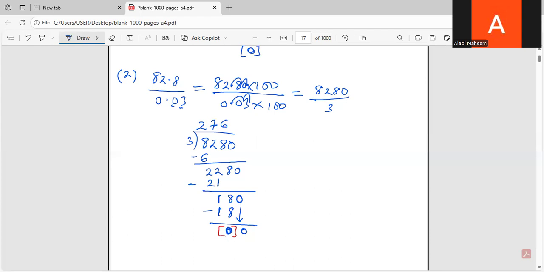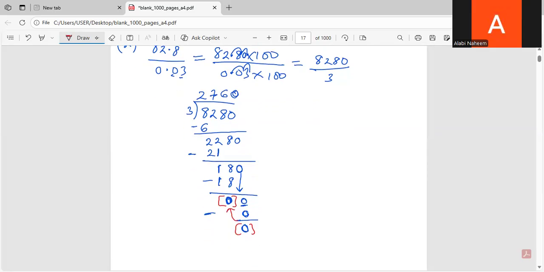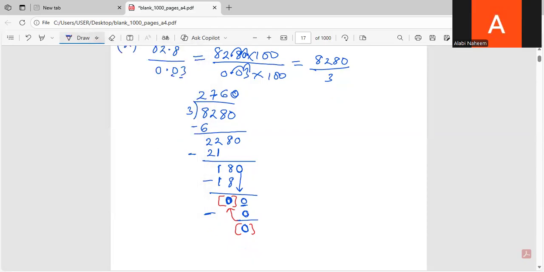So we are saying 3 in that 0, this one. So it's 0. And 3 times 0 is 0. Now we can subtract this also. 0 minus 0 is now 0. So this 0 also is not needed anymore, since we got it from saying 0 minus 0. So that's the end of the division. So we can now say our quotient is 2,760.